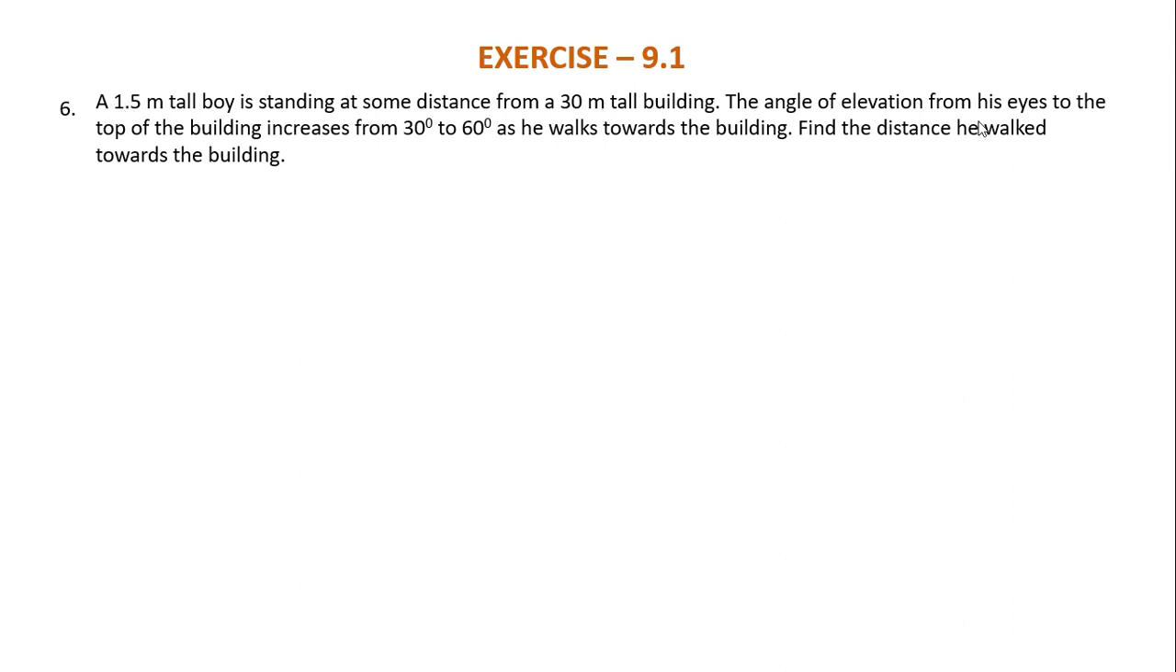The angle of elevation from his eyes to the top of the building increases from 30 degrees to 60 degrees as he walks towards the building. Find the distance he walked towards the building.